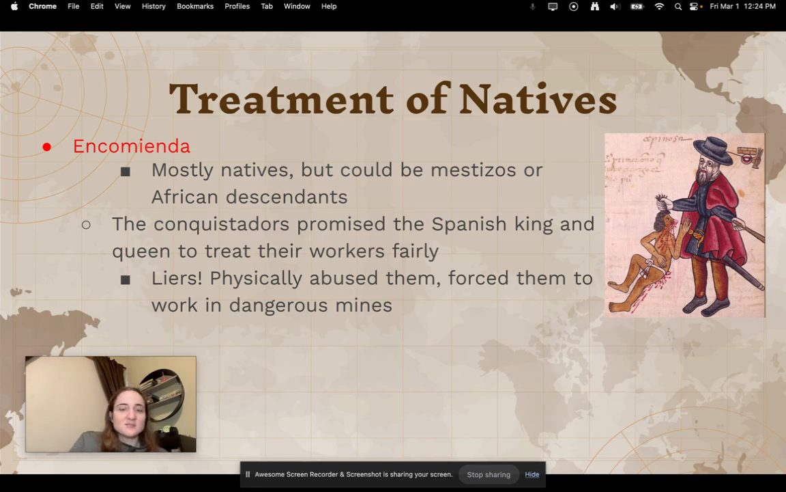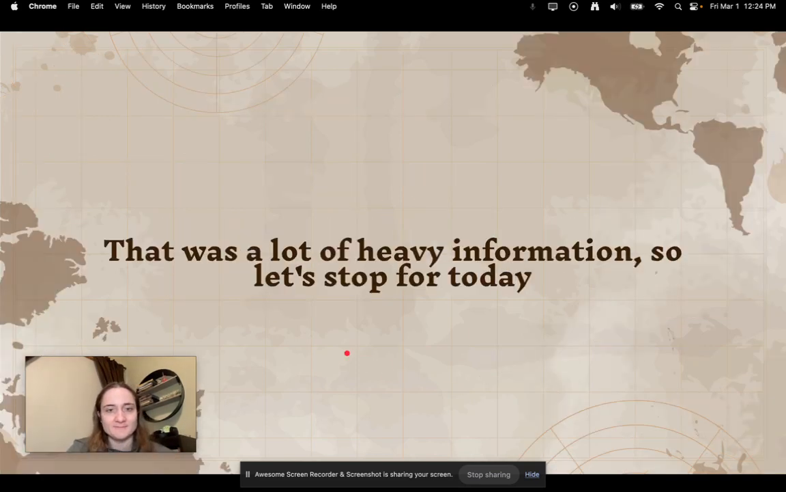And the conquistadors promised the Spanish king and queen to treat their workers fairly, right? Because they were good Christians. Slavery shouldn't have been a thing for Christians to do. So they promised their king and queen that they would be good people and not enslave anybody and treat them so nicely. But those conquistadors were liars. Okay? They physically abused them, forced them to work in dangerous mines.